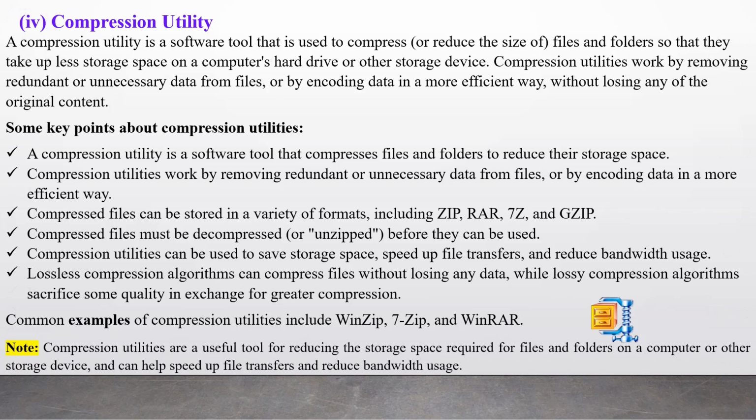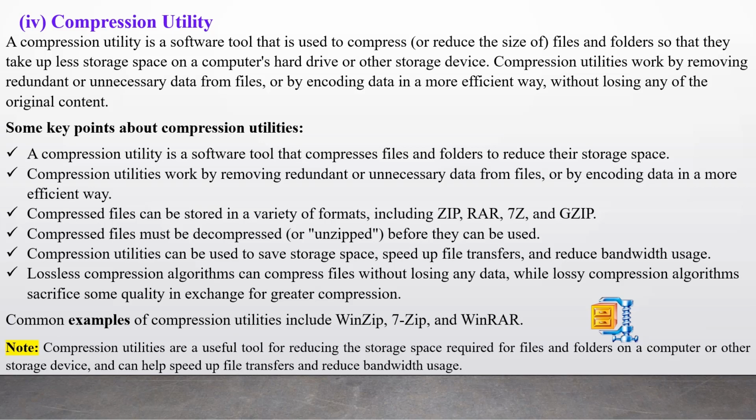The next utility software is the compression utility. A compression utility is a software tool that is used to compress or reduce the size of files and folders so that they take up less storage space on a computer's hard drive or other storage device. Compression utilities work by removing redundant or unnecessary data from files, or by encoding data in a more efficient way, without losing any of the original content.